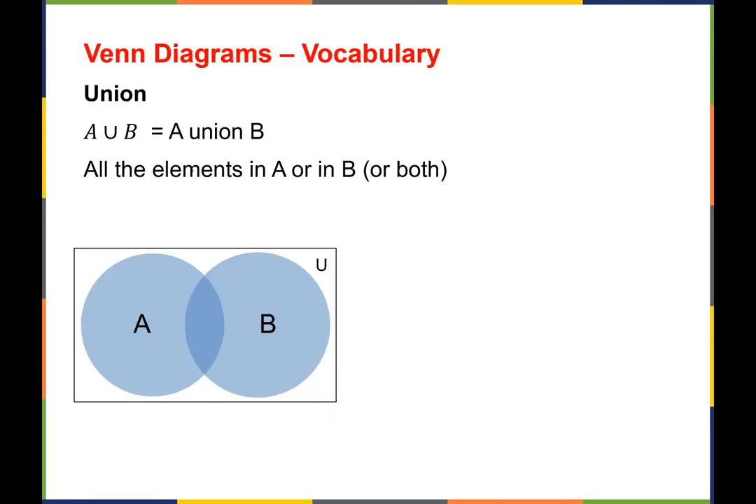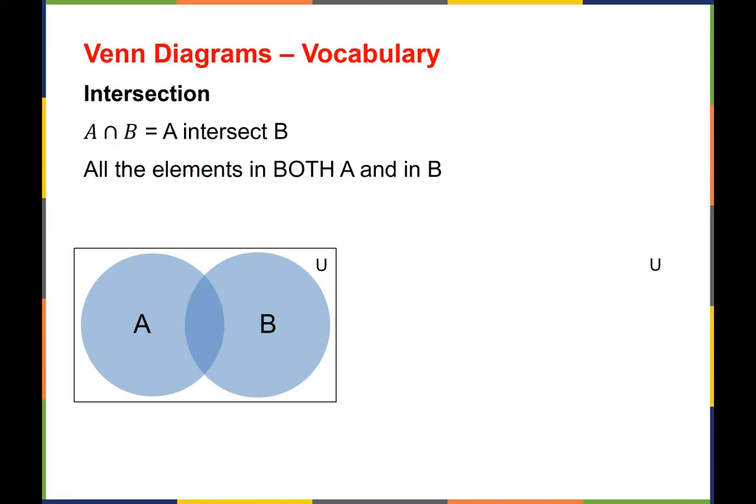All right, so let's go over a little bit of vocabulary. Union. A union B, we use a symbol that looks like a wide U. A union B is all the elements in A or in B or in both. So if we're talking about A union B, I'm going to shade everything in A and everything in B. Anything inside those sets would be in A union B. So both of those together.